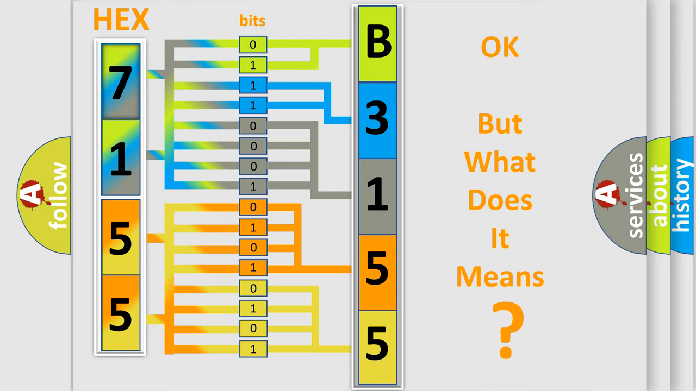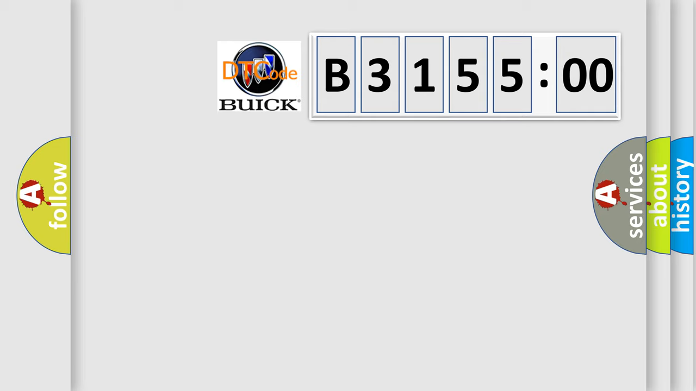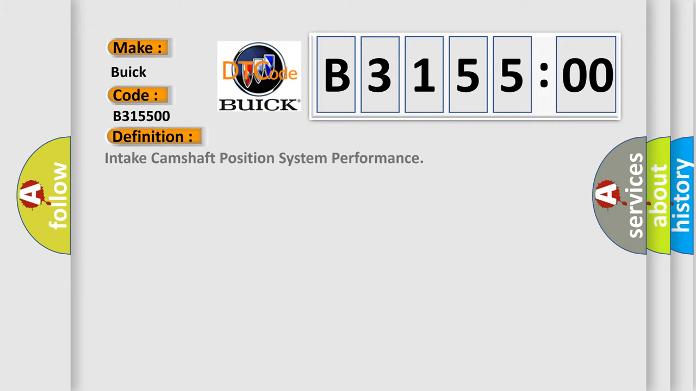The number itself does not make sense to us if we cannot assign information about what it actually expresses. So, what does the Diagnostic Trouble Code B3155-00 interpret specifically for Buick car manufacturers? The basic definition is intake camshaft position system performance.